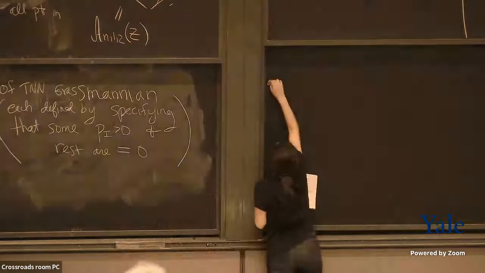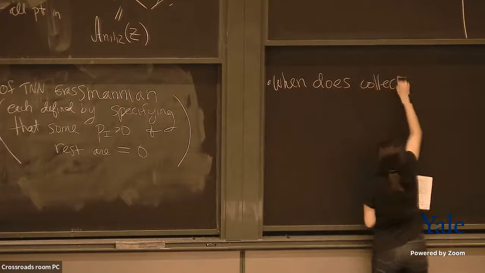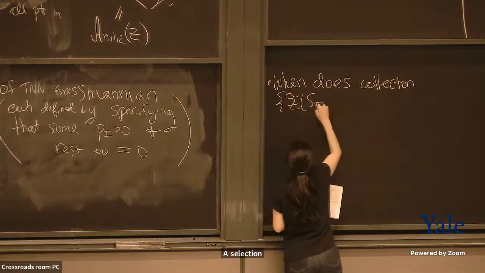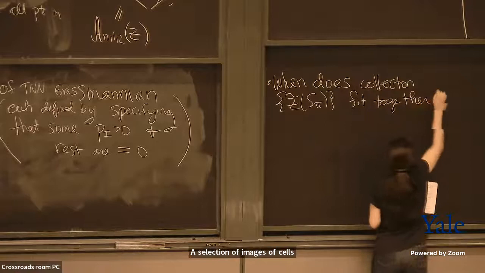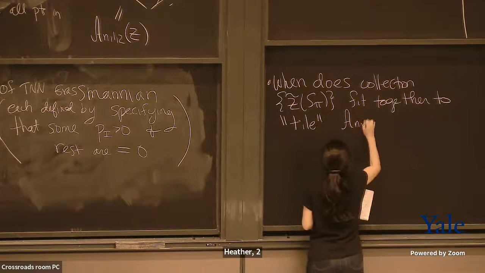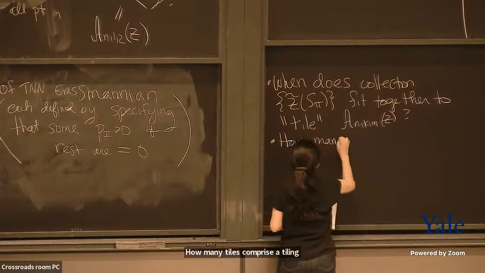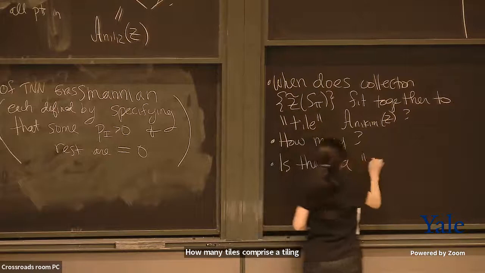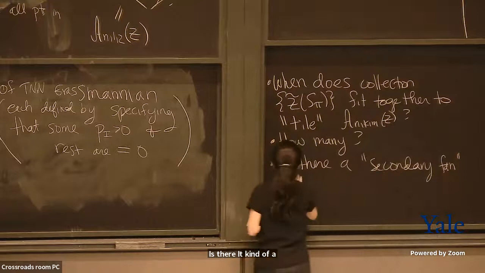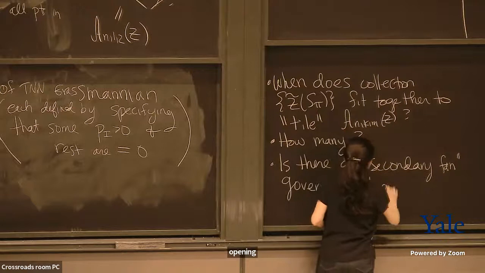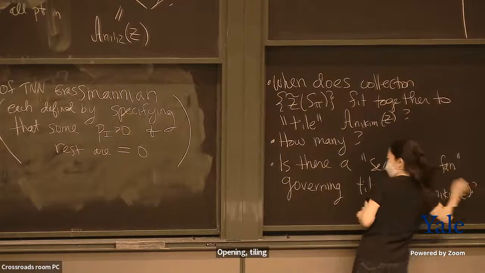Thank you. When does a collection of images of cells fit together to tile the amplituhedron? How many tiles comprise a tiling? Is there a kind of secondary fan governing tilings of the amplituhedron? Okay, so there's many, many questions.